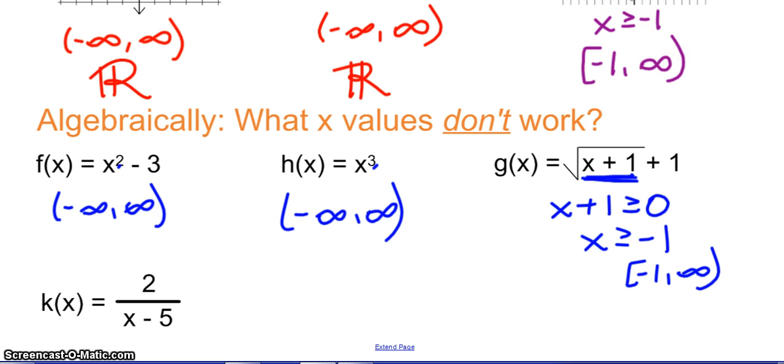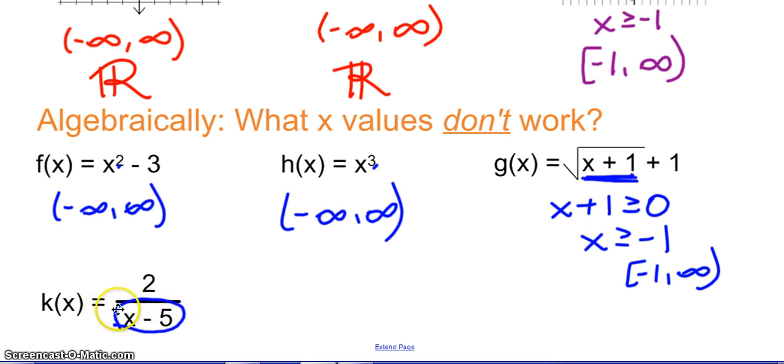And then this last one, if we think about 2 over x minus 5 as our function, we have to think about, can you put in negative numbers? Could you divide by a negative? Sure. Can you divide by a positive? Yep. Can you divide by fractions? Sure. Can you divide by 0? And the answer is no.